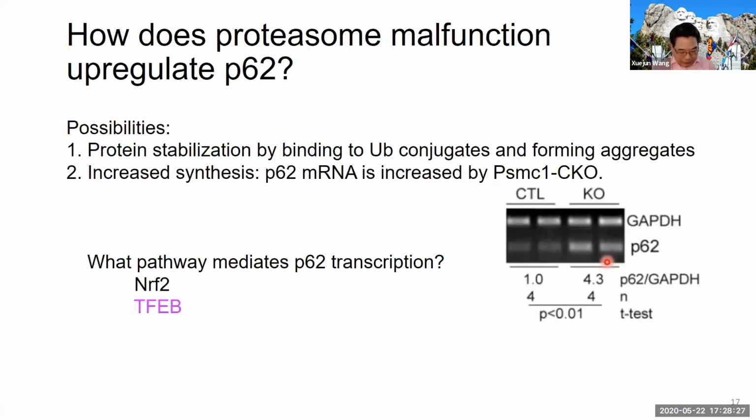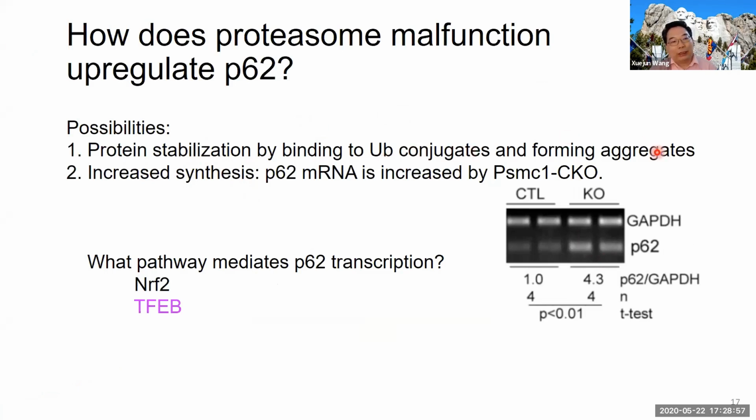So the next question within question number one that we would like to address is, through what mechanism does proteasome malfunction upregulate P62? Well, first of all, there are several possibilities. We thought that, first, protein stabilization, because P62 binds to ubiquitin conjugates and forms aggregates.